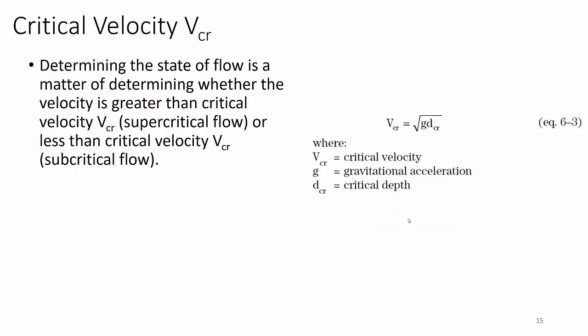Determining the state of flow is a matter of determining whether the velocity is greater than the critical velocity, V sub CR, or less than the critical velocity. And this should start to look familiar to you. Critical velocity equals the square root of gravitational acceleration times critical depth.